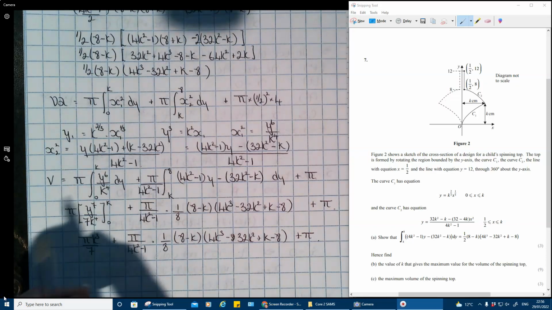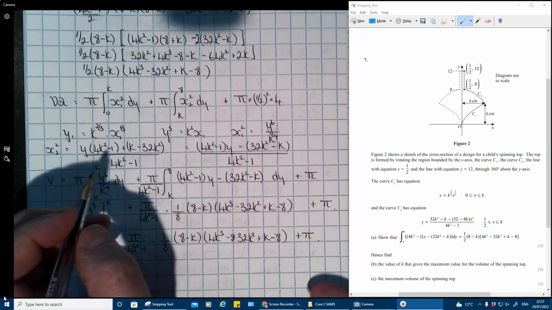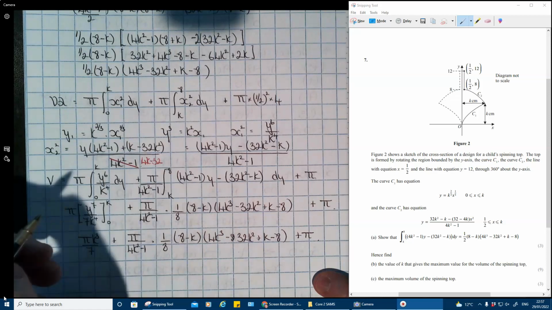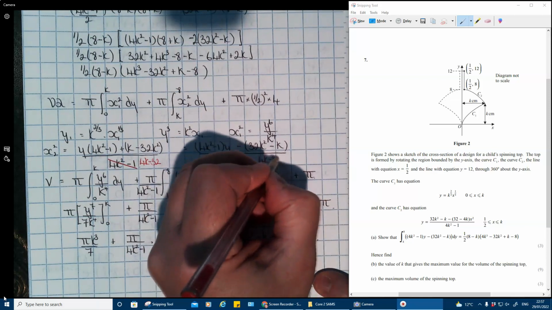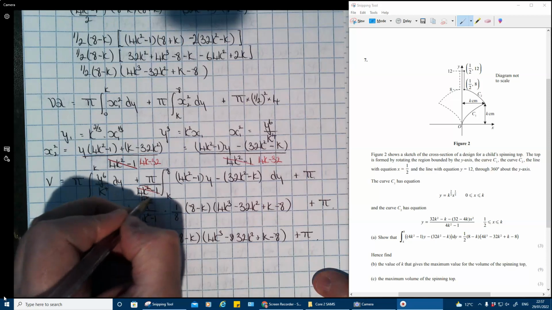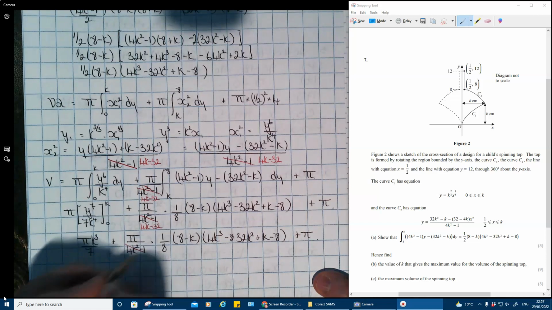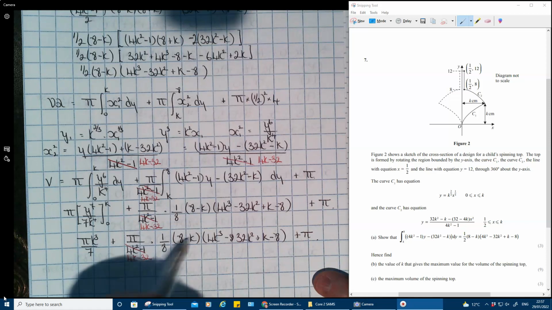Sorry, I've spotted a mistake again. We're rearranging this. This should be over 4k minus 32 here. This is not right. 4k minus 32. Badly rearranged. Okay, 4k minus 32. Okay, apologies for that. So now this has got a factor of k minus 8, which will cancel with that.